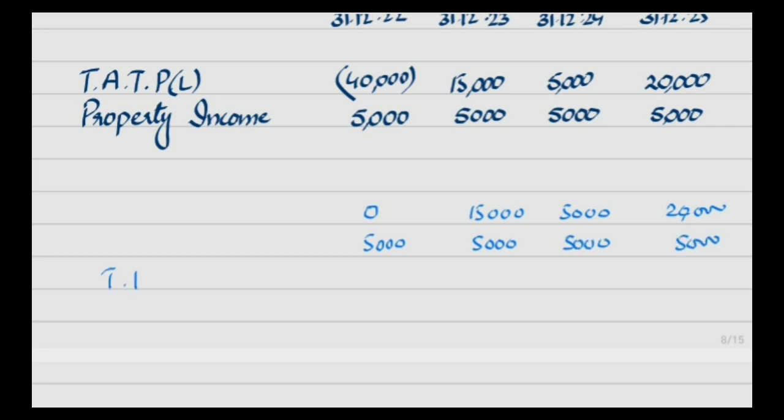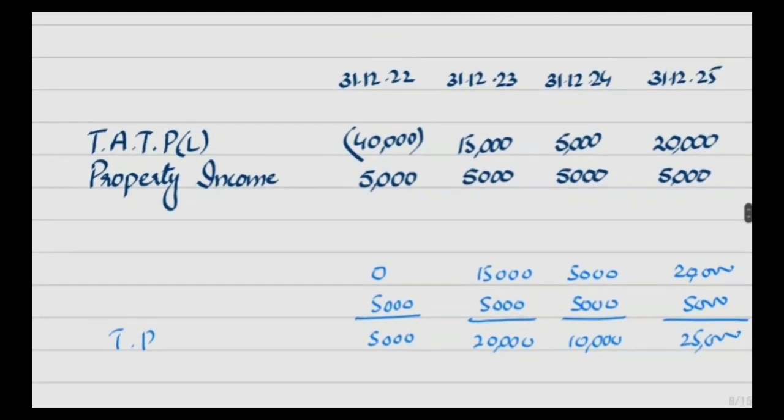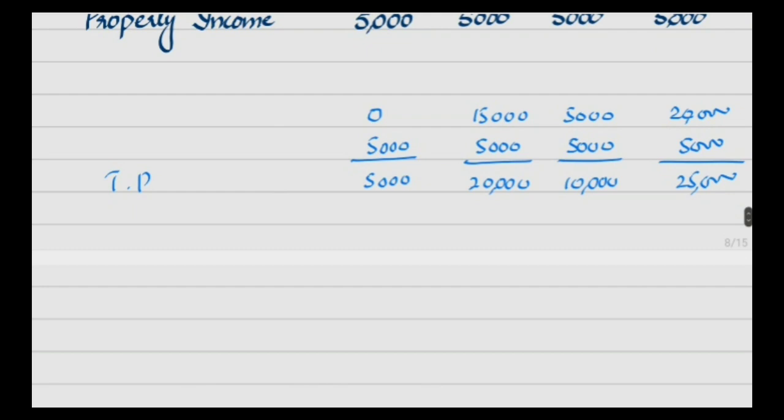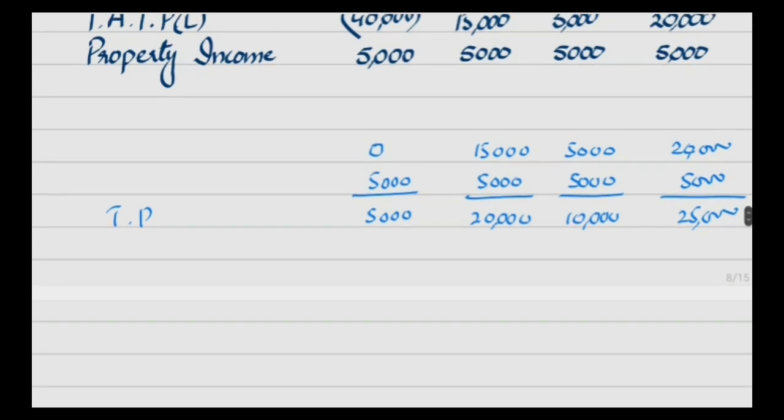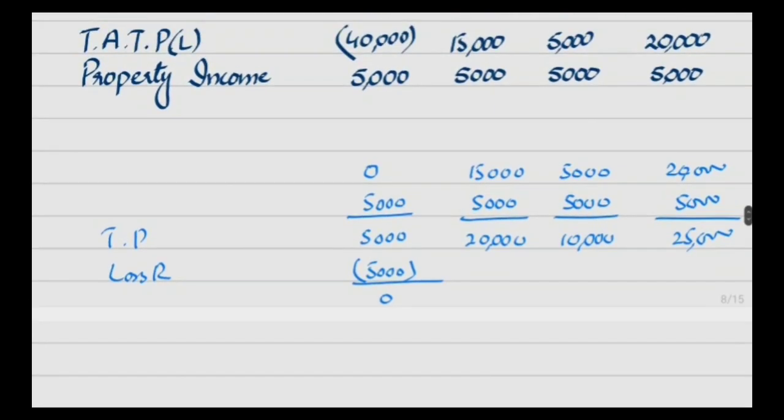So our total profit is now 5,000 for the first year, 20,000, 10,000 and 25,000. So total loss is 40,000 for us. We can use current year claim. If you want to use the current year claim and there is no QCD available in the current year, we can use the current year claim. In that case, our profit will be reduced by loss relief of 5,000 and it will be 0. Remaining losses of 35,000 can be carried forward.